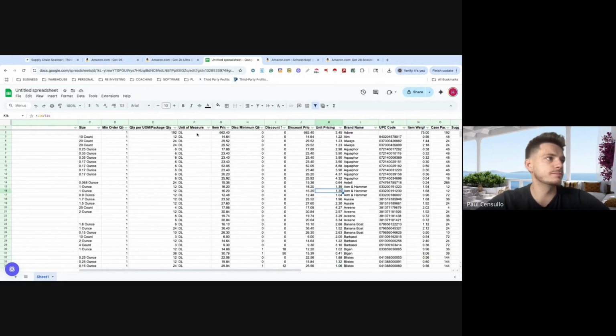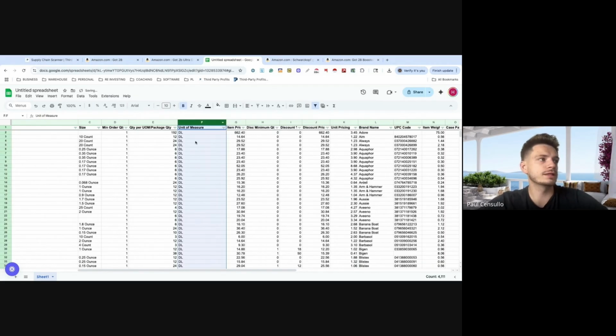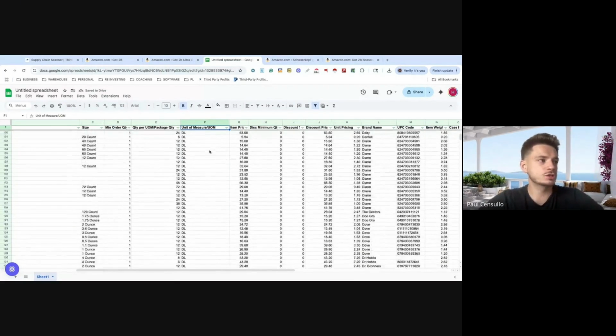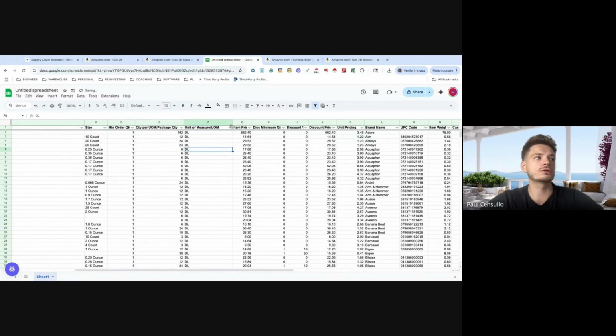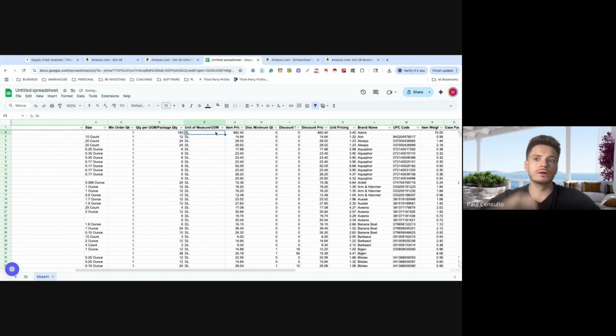Like I said, the unit of measure, UOM, is something that it's either going to be spelled out as unit of measure or it's going to be like this, UOM. So if you see a column like this, you just want to make sure that if they have any abbreviations, then the unit of measure is how they're billing you, essentially. Right, you got it.